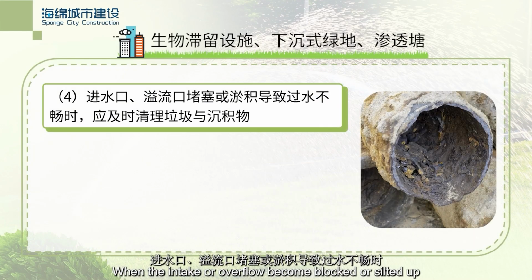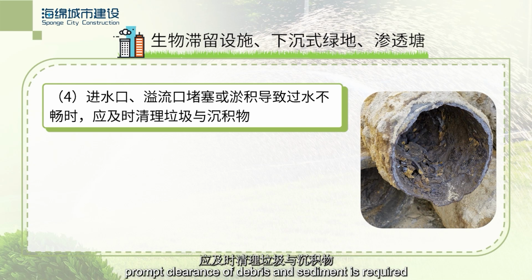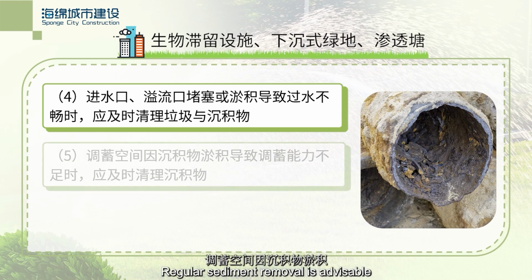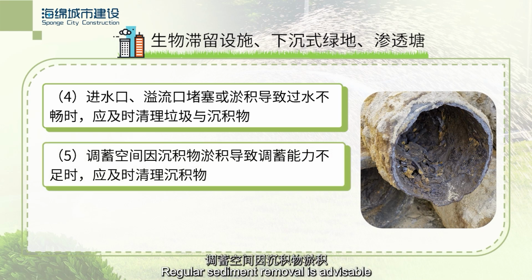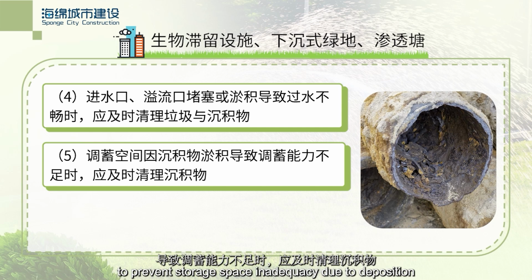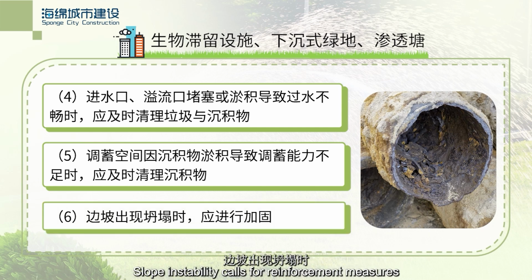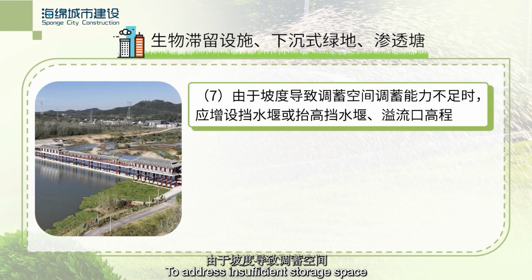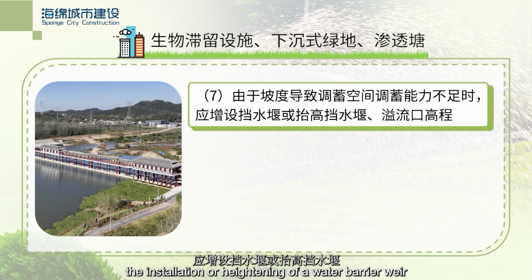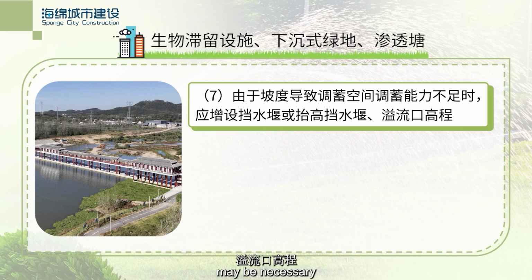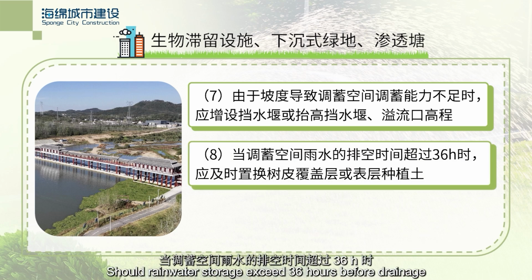Measures such as gravel buffers or other anti-erosion strategies should be implemented. When the intake or overflow become blocked or silted up, prompt clearance of debris and sediment is required. Regular sediment removal is advisable to prevent storage space inadequacy due to deposition. Slope instability calls for reinforcement measures to be undertaken to address insufficient storage space and capacity caused by sloping terrain.